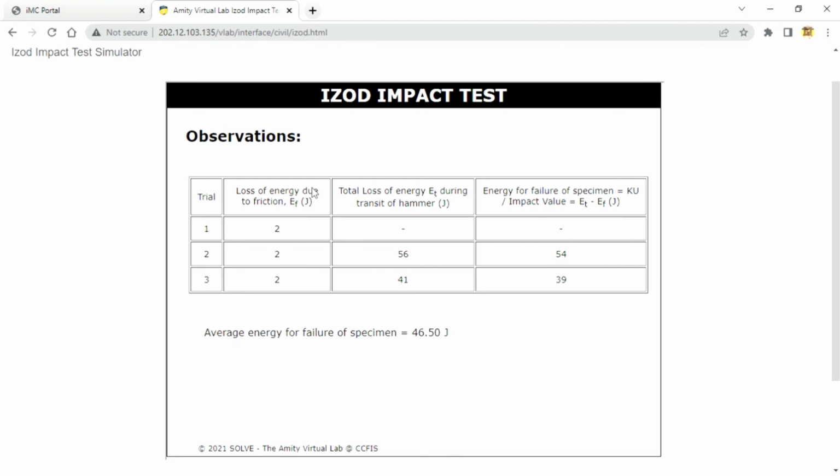So these are the observations for trial 1, trial 2 and trial 3. The average energy for failure of specimen is equal to 46.5 joules.